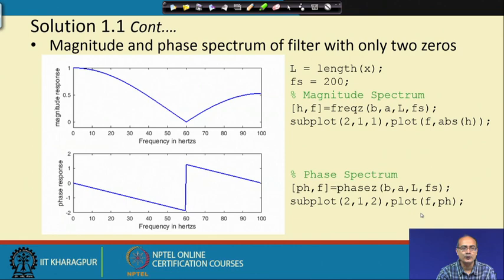Now, what would be the effect of the pole? As a zero tries to force the amplitude at that particular frequency to be 0, a pole would try to take it to infinity. Now, if we put the poles and zeros on the same frequency, what would be the result? Rather than speculating, let us go and find it out.